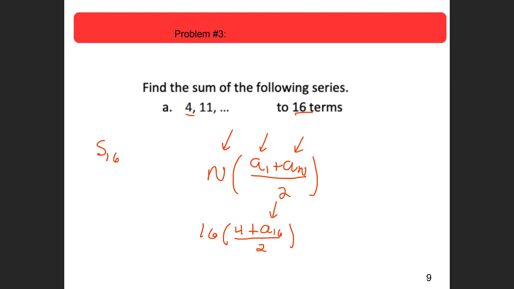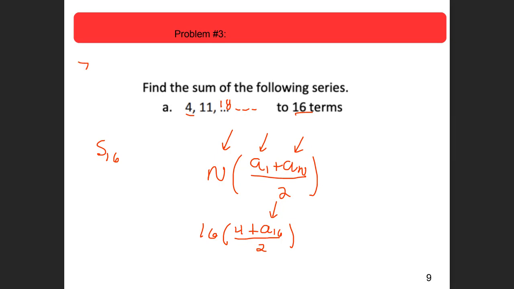How am I going to find out what the 16th term is? Write an equation, exactly right. What is this going up by? 7. 4, 11, so the next term would be 18. I don't want to take this out 16 terms, so I'm going to write my equation.